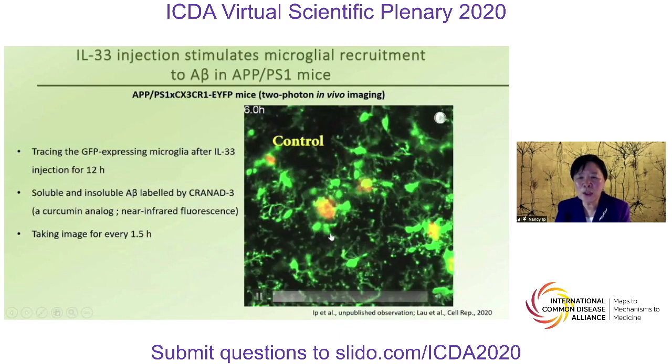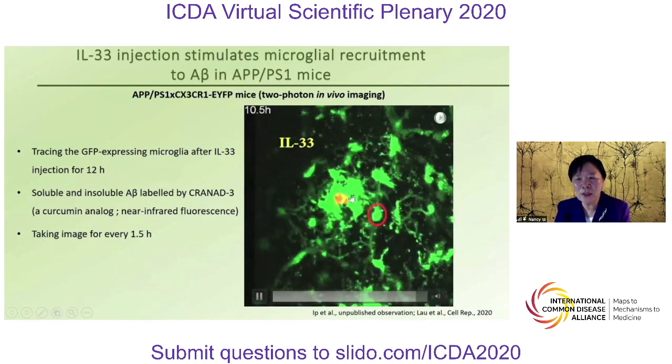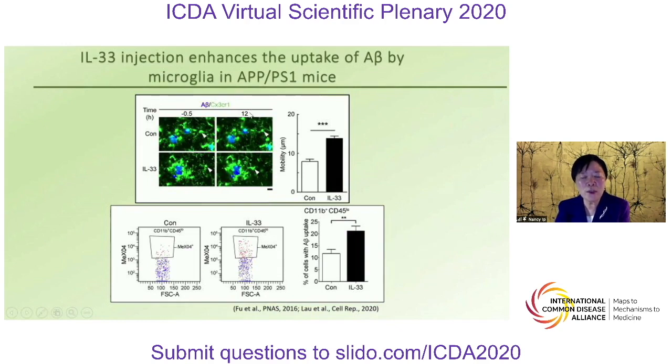And under control situation, microglia remain rather stationary. But after IL-33 treatment, microglia will migrate towards the amyloid plaque. And this figure shows the images taken at 12 hours after IL-33 treatment. And you can see that the microglia is migrating towards the plaque. And so the mobility of microglia following IL-33 treatment is enhanced. And I should say that it is a subtype of microglia that elicits this increased mobility. Now, these microglia also seem to have enhanced ability to uptake A-beta, as shown by experiments using methoxy-XO4, which can label A-beta, followed by flow cytometry analysis.